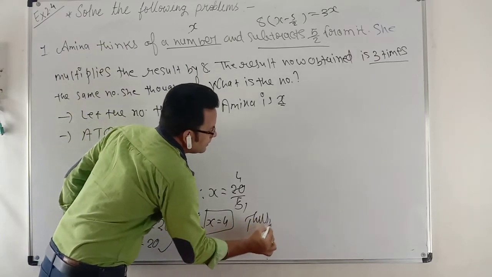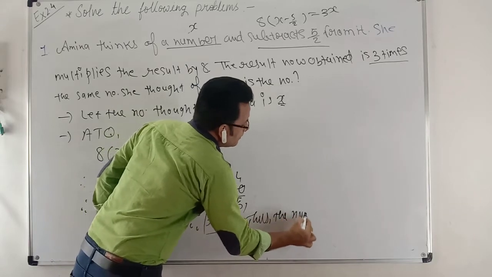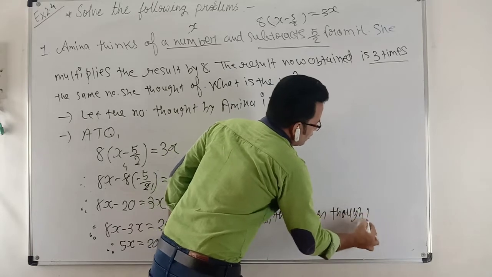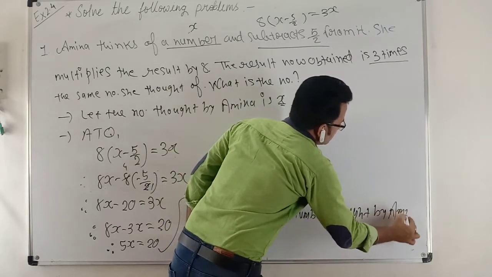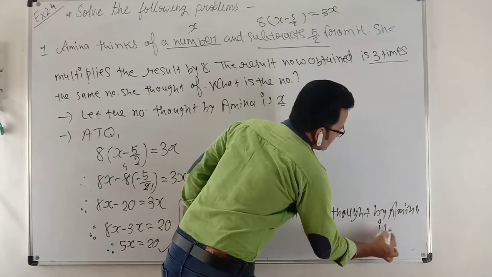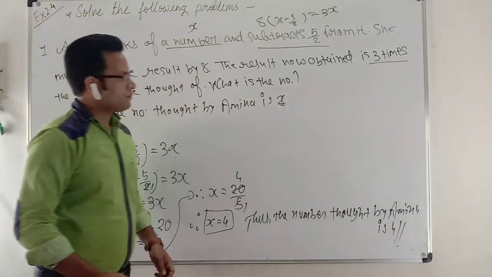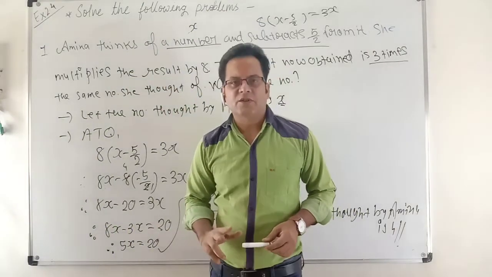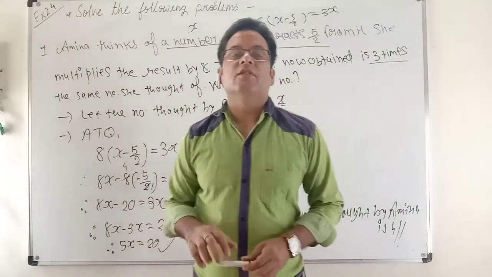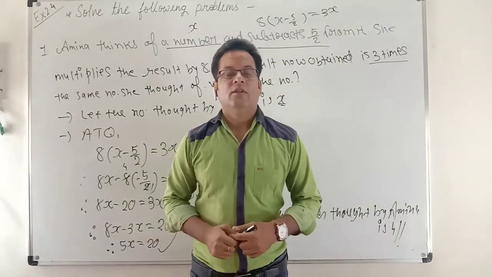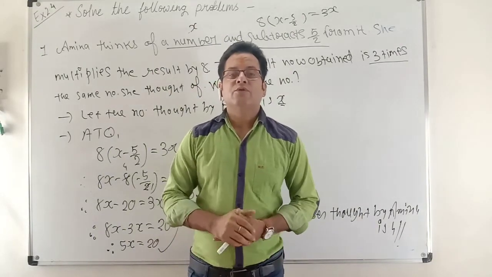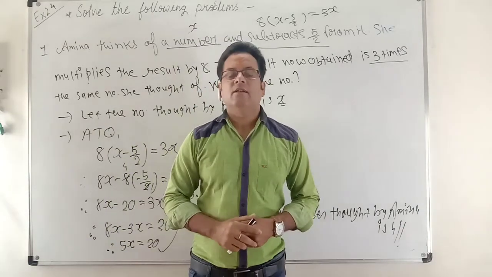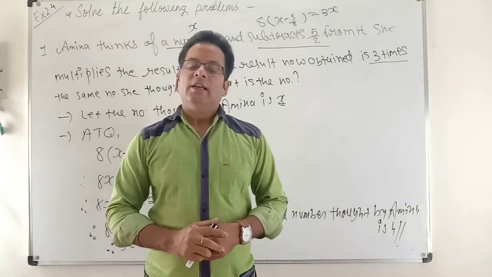Thus, the number thought by Amina is 4. So this way students, you have to solve the sum. First of all, you have to understand the question. If you fail to understand the question, you will never get the right equation. Okay? So you have to fully solve the sum in a proper manner, thinking a lot while framing the equations.